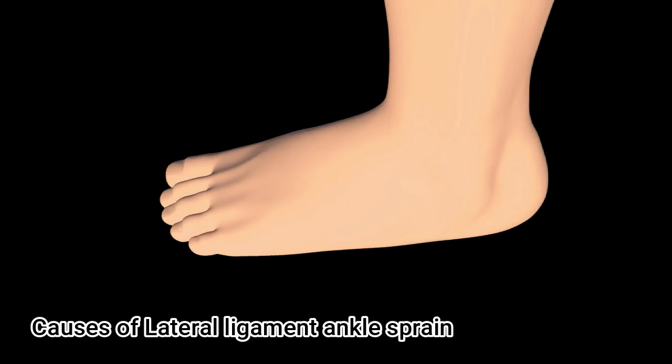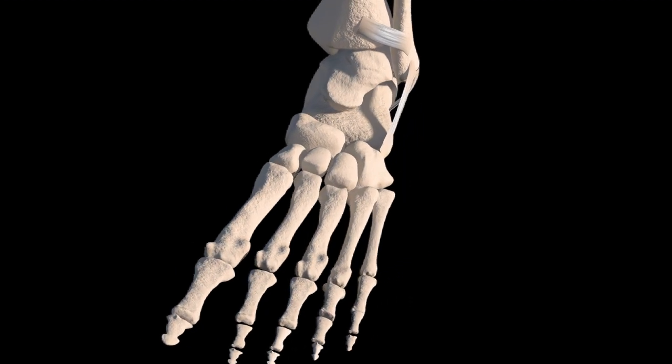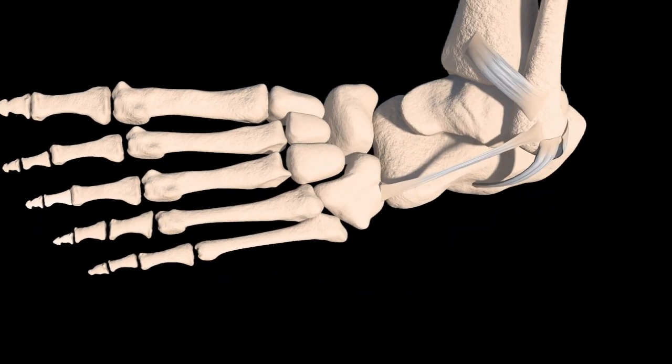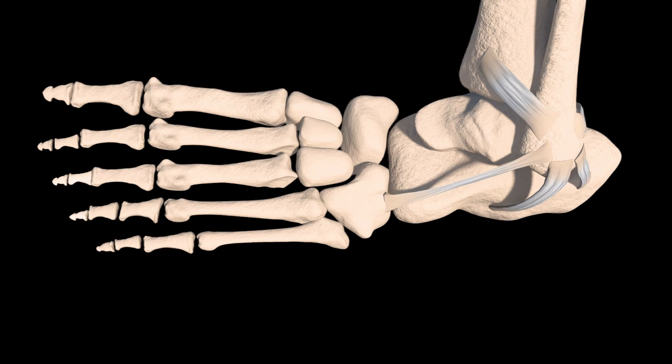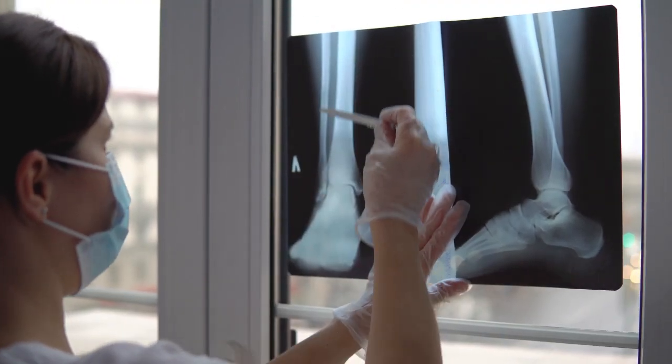Causes of lateral ligament ankle sprain. A lateral ligament ankle sprain occurs when the ankle rolls inwards or twists. Generally, your ankle twists during activities such as walking or running on uneven surfaces, playing sports involving a change of direction, or an unexpected fall. Usually, the more times you sprain your ankle, the more likely you'll sprain it again.